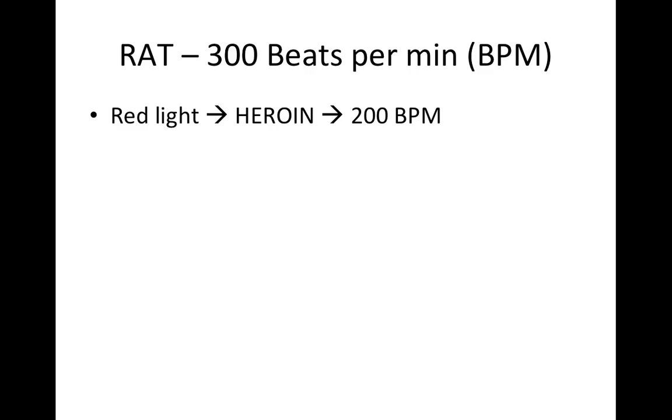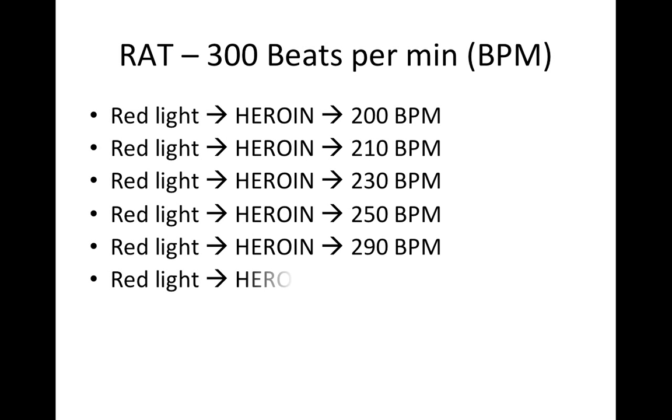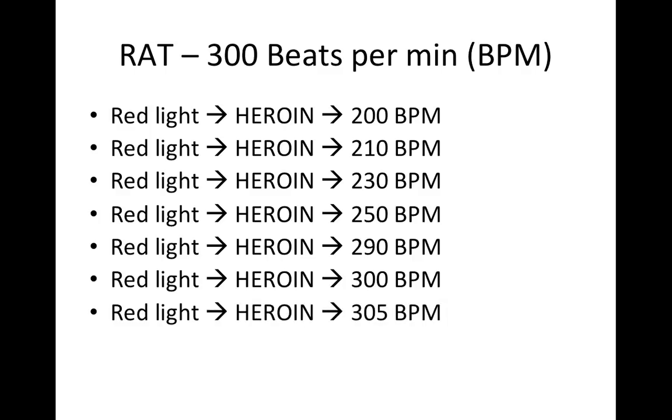Okay, we do an experiment. It was Siegel, I think, that first did this experiment, where he presents a red light, he gives a rat heroin, and its heart rate goes from 300 beats per minute down to 200 beats per minute. He does it again, and he does it again, and he does it again, and what he sees is that the drug becomes less and less effective at reducing heart rate.